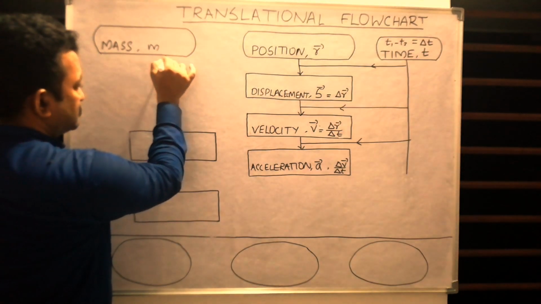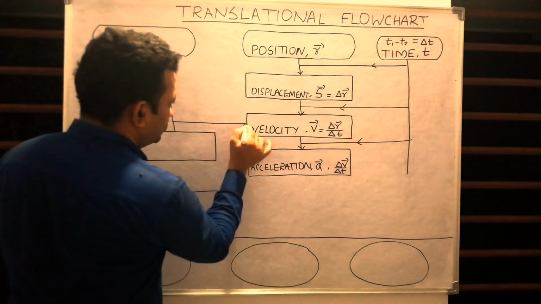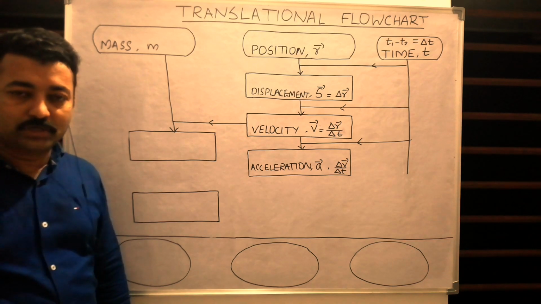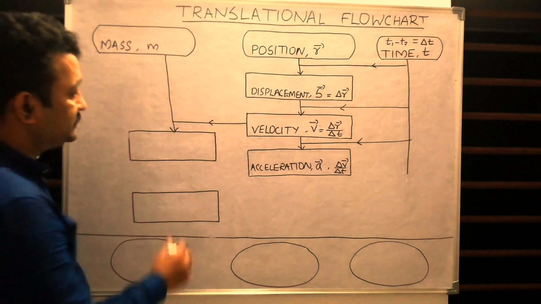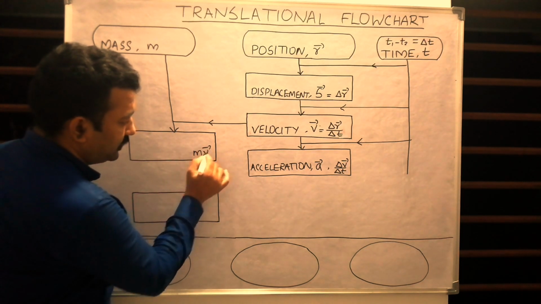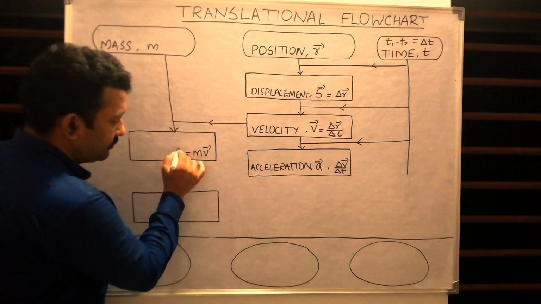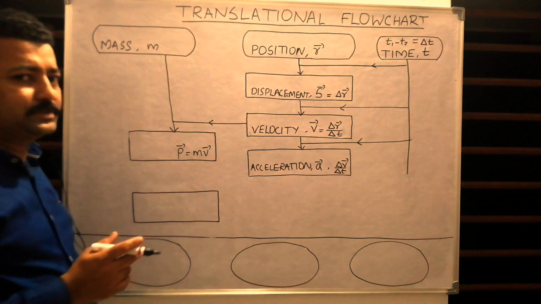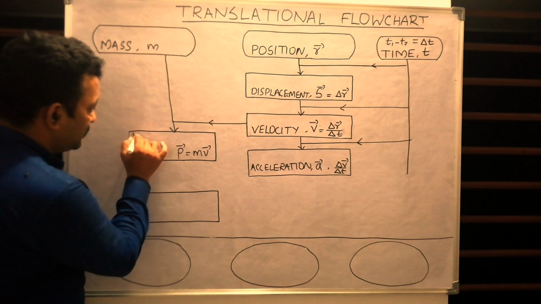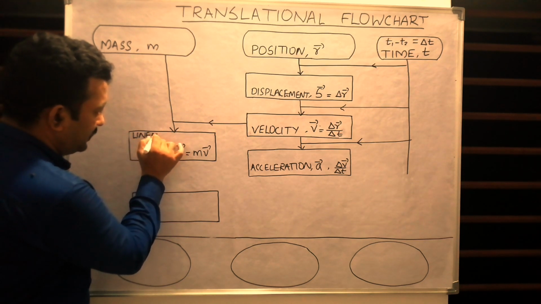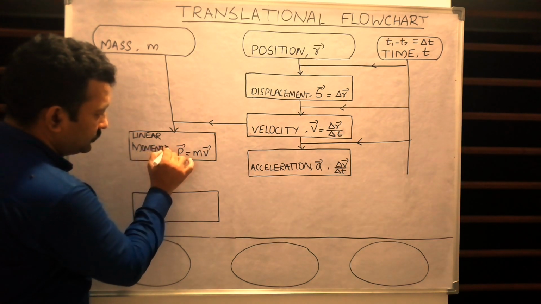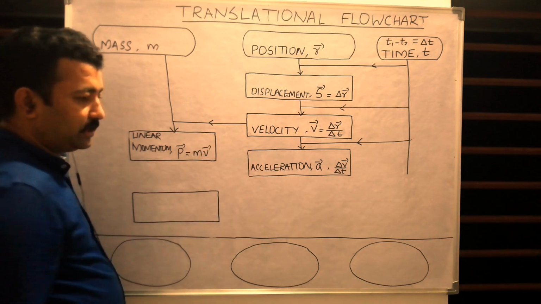The mass, if I connect it with the velocity, what is this? This is the first parameter of dynamics, we can say. Mass into velocity. What is mass into velocity? Mass into velocity represents momentum, or the amount of motion content of an object. This is called the linear momentum of the particle. So linear momentum is the product of mass and velocity.